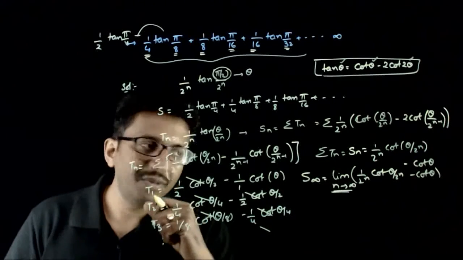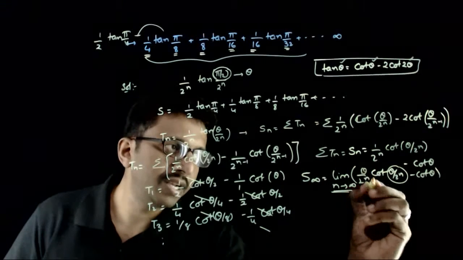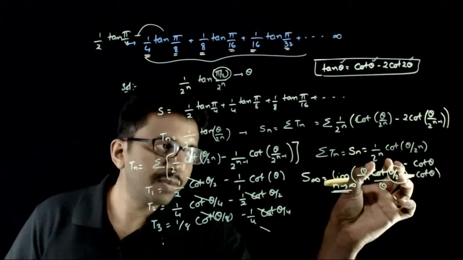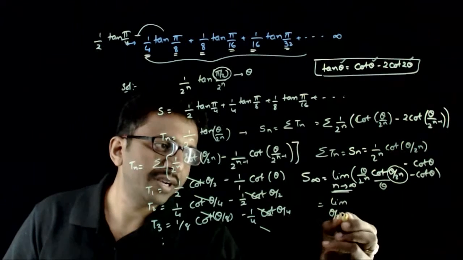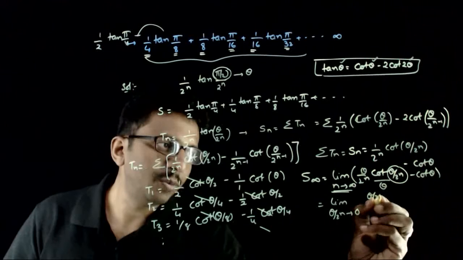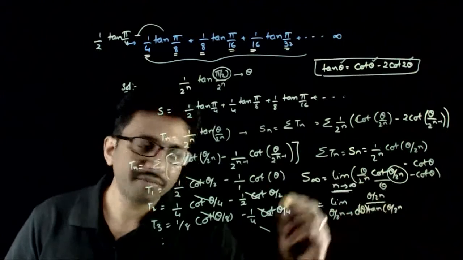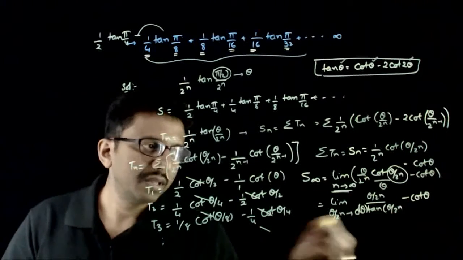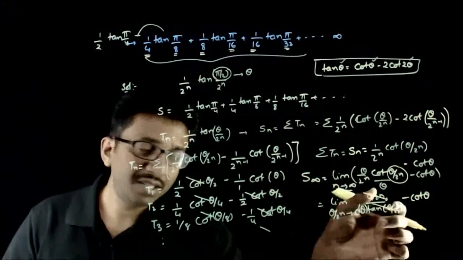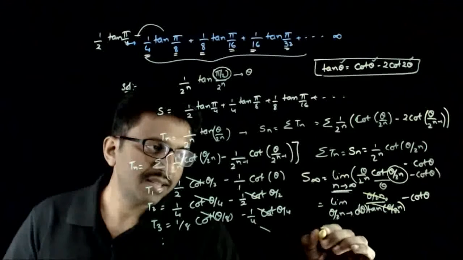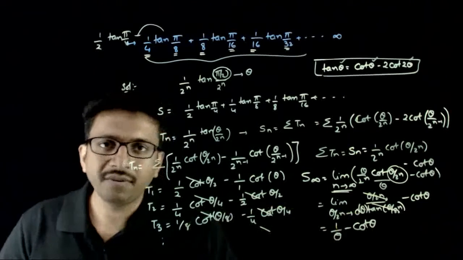Now this is a question of limits. As n tends to infinity, theta by 2 power n tends to 0. So I will multiply this with theta and divide this with theta. Cot theta by 2 power n can be written as 1 by tan theta by 2 power n, so that is equal to the limit as theta by 2 power n tends to 0 of theta by 2 power n divided by tan theta by 2 power n, into theta in the denominator, minus cot theta. Because theta by 2 power n tends to 0, tan of theta by 2 power n divided by theta by 2 power n tends to 1. So this becomes 1. Hence the limit will be 1 by theta minus cot theta. This will be the value of S infinity.